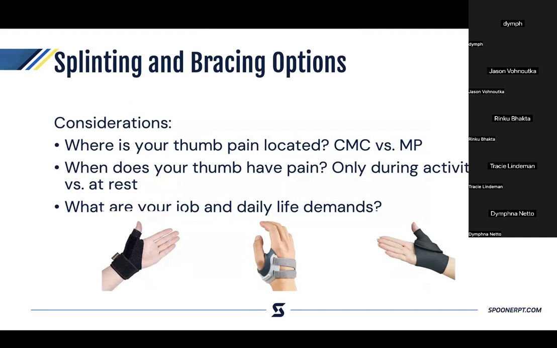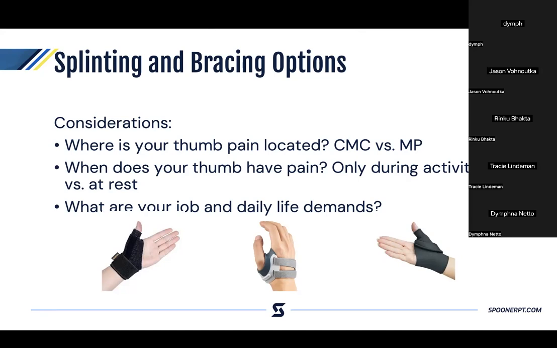So one of those things is, where is your thumb pain located? If it is strictly at the base of that thumb, at that basal joint, then you may benefit from something that is a little bit less cumbersome, only protecting that CMC joint. If you are starting to notice that you have that Z deformity that Dr. Netto touched on, and you're having pain in your MP joint, distal to that basal joint, then you might want a little bit more protection that travels up the thumb, such as the Comfort Cool or other bracing options.